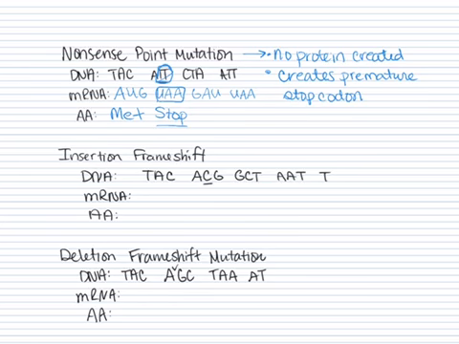Now with an insertion frameshift, we're actually inserting another letter or multiple letters. In our body, it's not just one letter that gets inserted. It could be a section of letters, it could be a string of codons, whatever, that gets inserted. Here I have inserted a C. And what that has caused is all of these letters to be shifted over to the right.